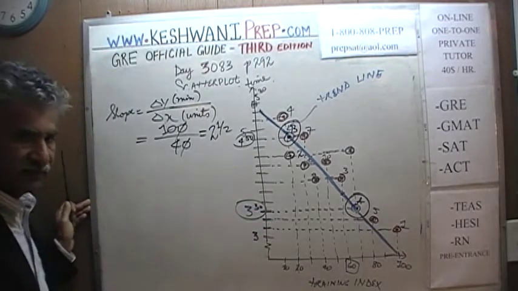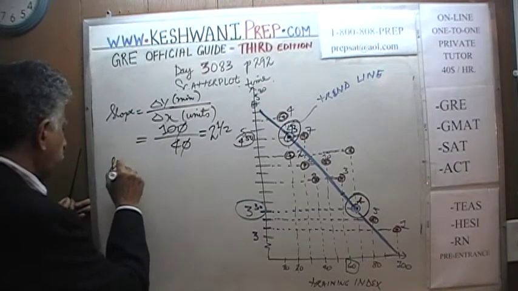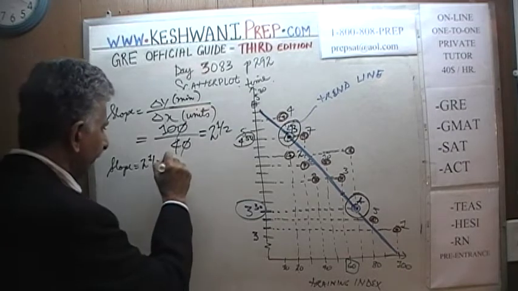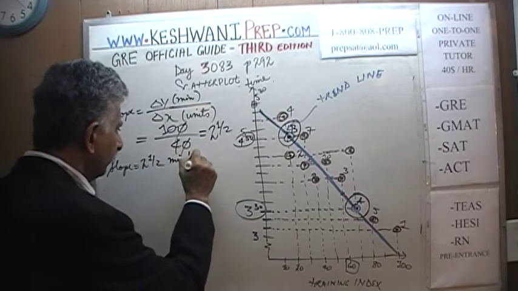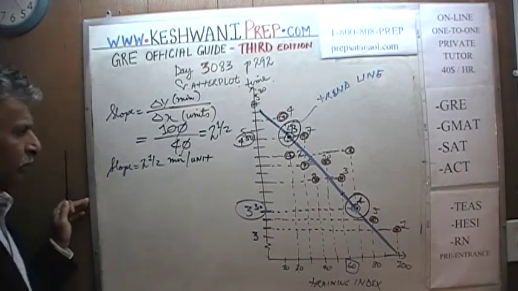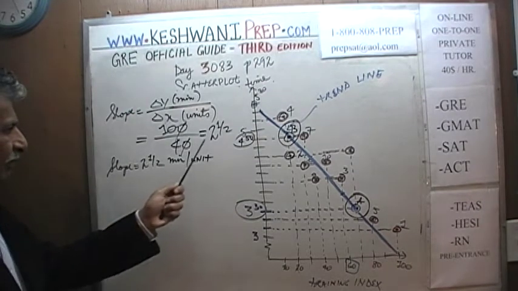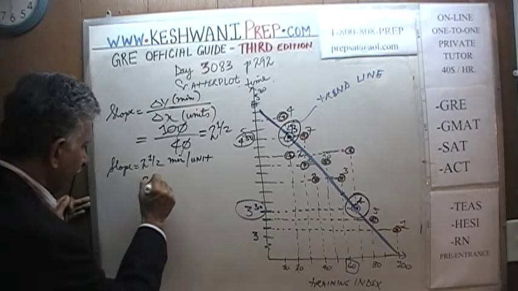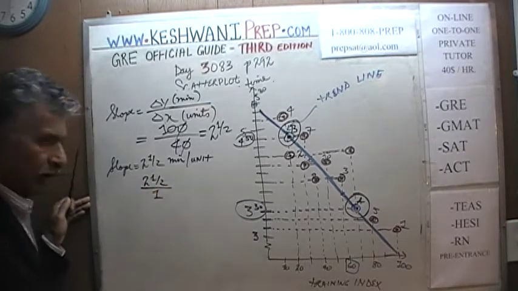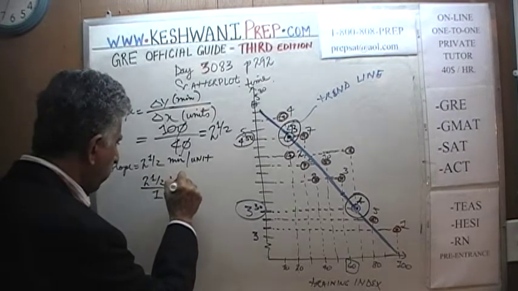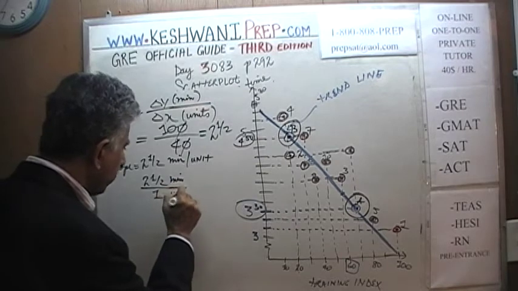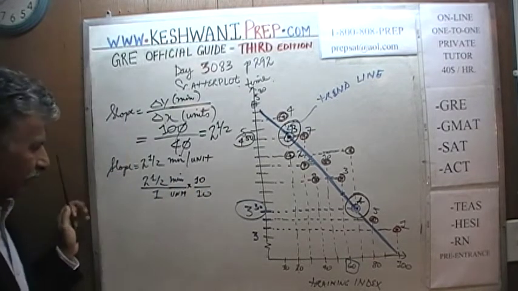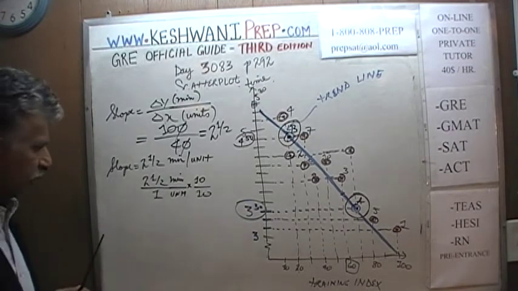The slope we estimated as 2.5. And we know the units. It is minutes per one unit. Let's multiply that by 10. If you were to multiply that by 10, this 2.5 per one unit is what it is. This is the minute, and this is the unit. Let's multiply top and bottom by 10. Let's just watch what happens.